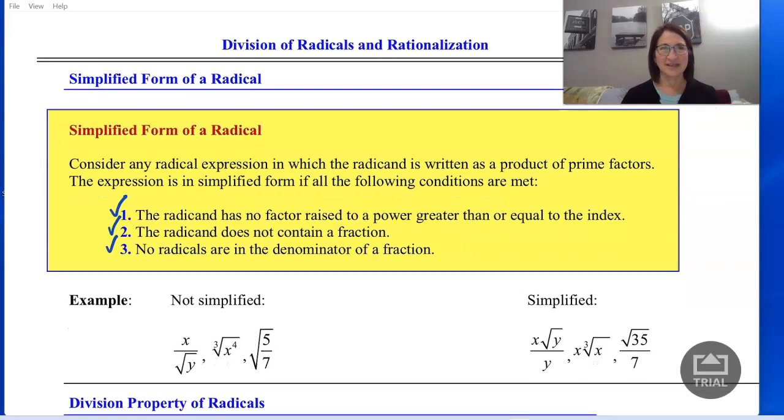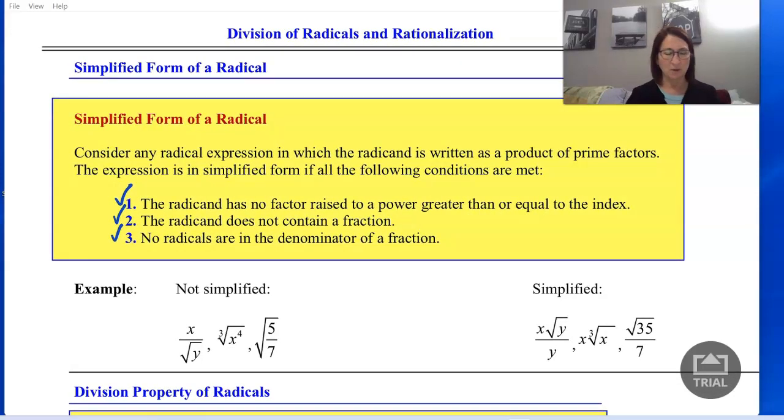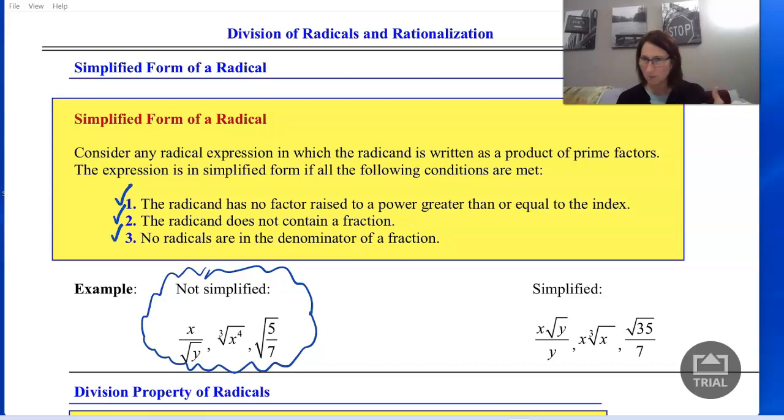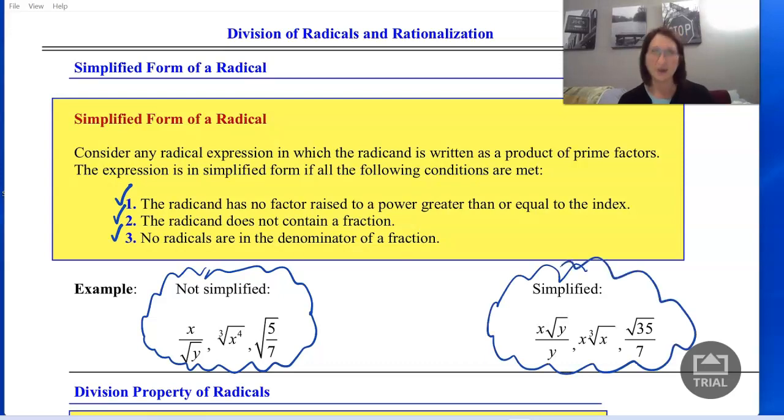So if you don't have any of that going on, then your radical is simplified. So let's look at some examples here. These examples on the left are not simplified. They don't meet those three criteria. The examples on the right are simplified. And so we are going to learn today how to go from the left, which is not simplified, to the right, which are simplified.